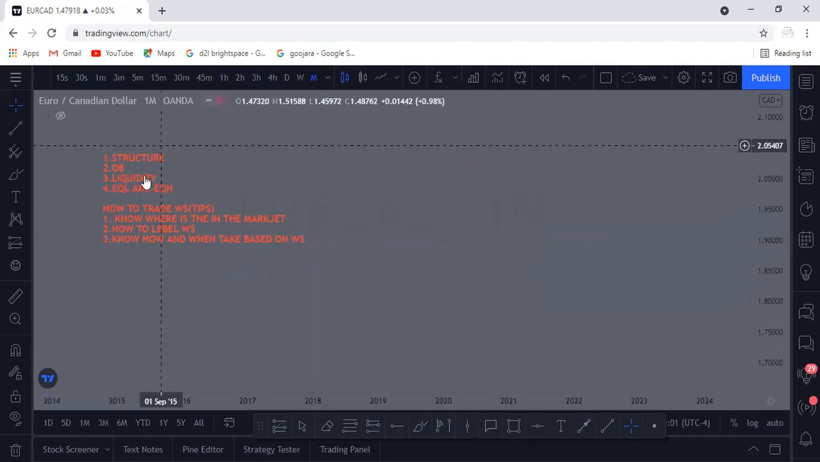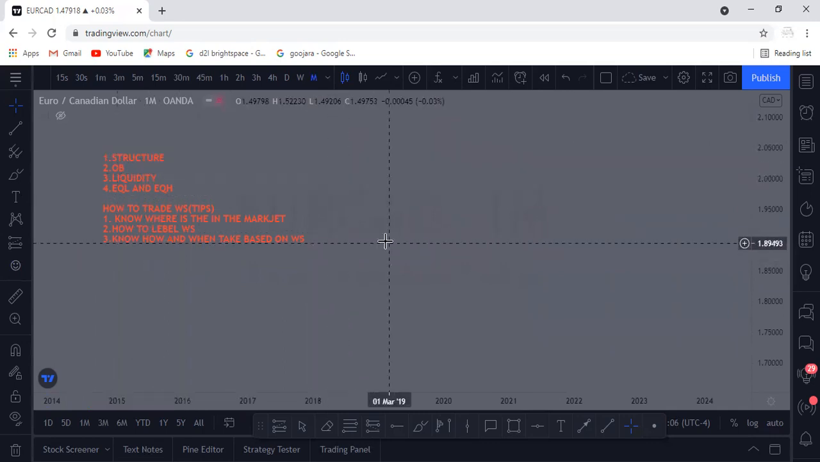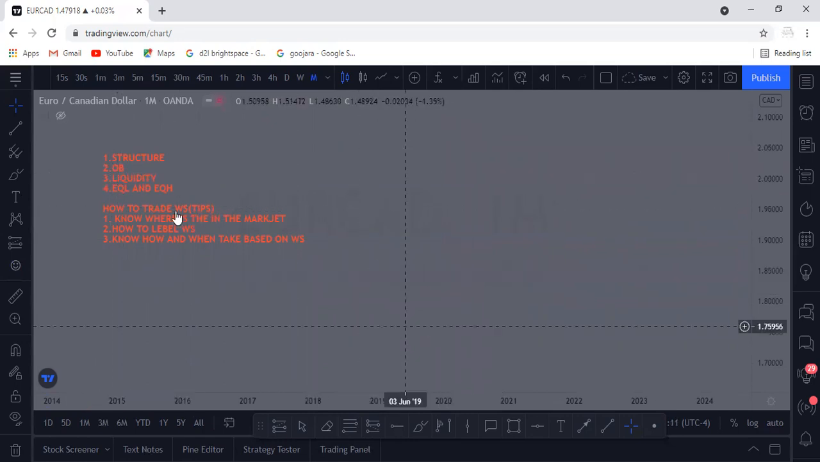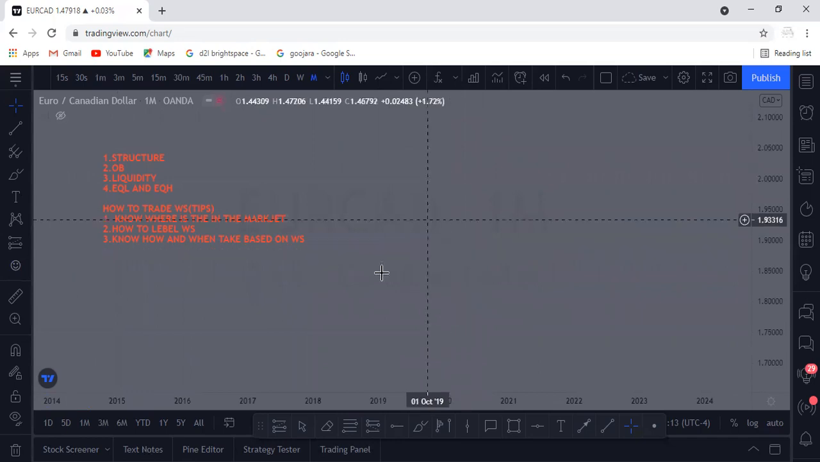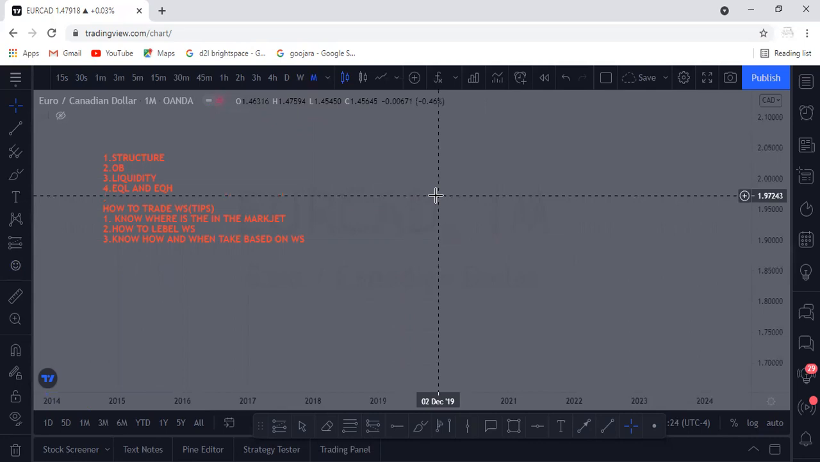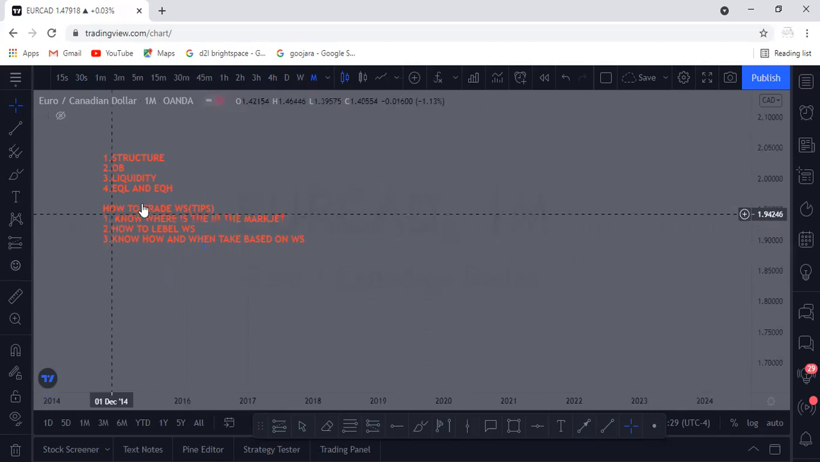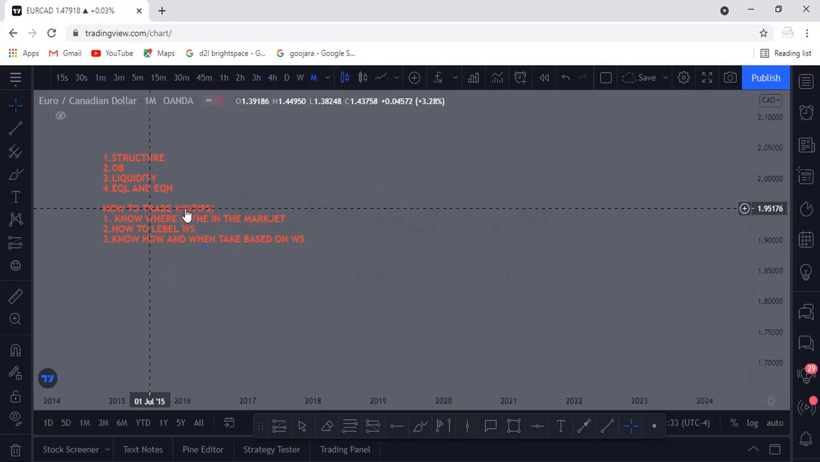Number one, you need to check the structure to know if the market is trending to the upside or to the downside. Number two, you need to check the order blocks, or find all the order blocks. Number three, the liquidity. You need to check where is the liquidity that the market wants to take, that has to be taken out. And number four, you need to check the equal lows and equal highs. And then the final part is how to trade the Wyckoff schematic.